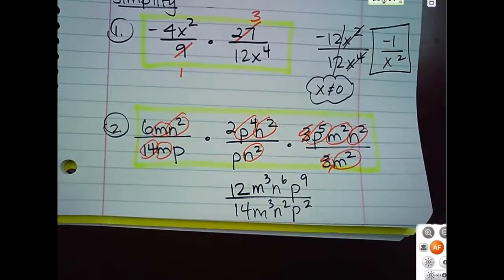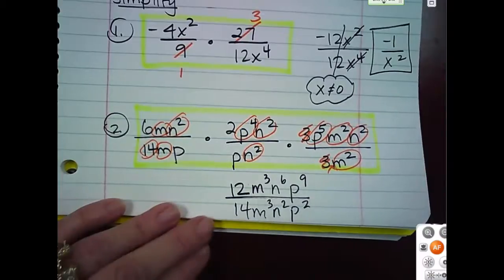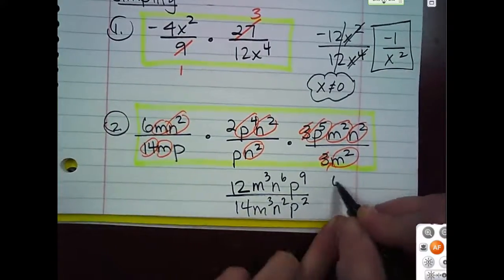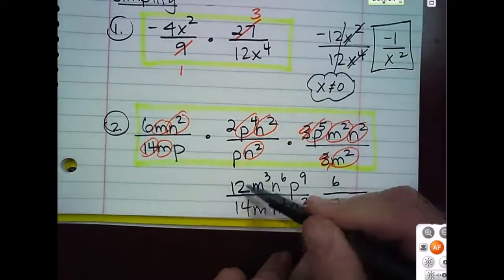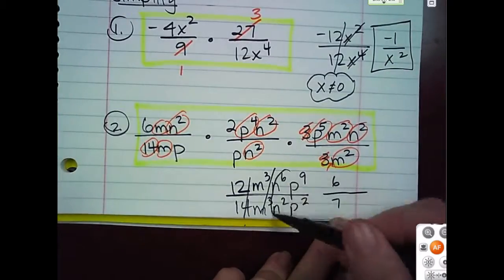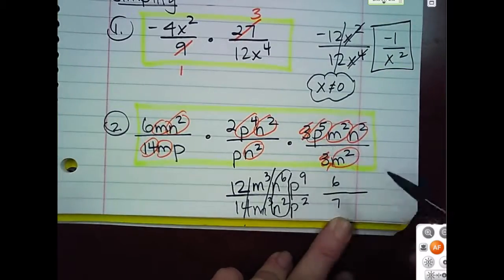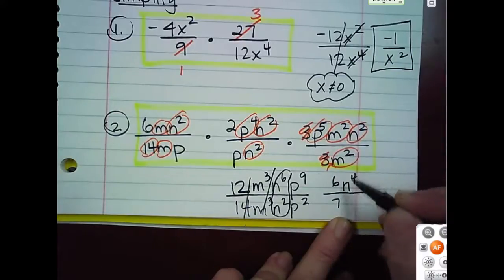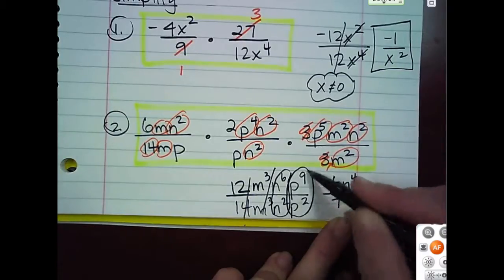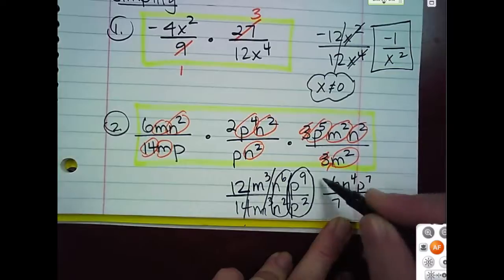Simplify. It's like a fraction, right? 2 fits into both, so you're looking at 6 over 7. The n's cancel. You're going to subtract 6 minus 2 is 4, so 4 n's on top. 9 minus 2 is 7, so 7 p's on top. That's your answer.